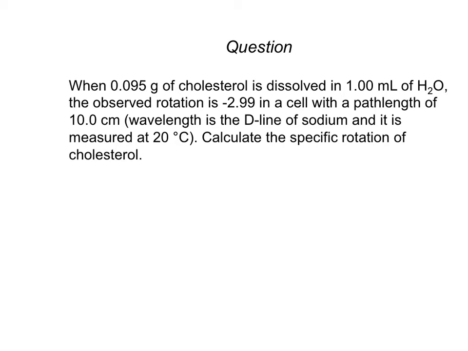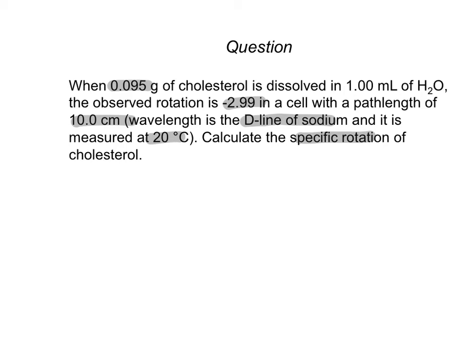Okay, so go ahead and give this one a try if you haven't. This is very similar to the one that we just looked at. So we have a solution. They give us, in a roundabout way, its concentration, they give us the path length of the cuvette, and then they give us the observed rotation, and they want us to calculate the specific rotation at 20 degrees Celsius using the D line of sodium as the wavelength.